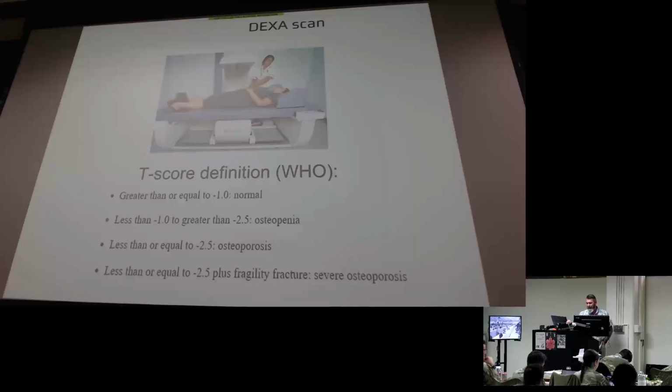And then if we have less than or equal to -2.5, so more negative than -2.5, that's osteoporosis. And then less than or equal to -2.5 and having a fragility fracture, i.e. you've got weak bones, so you have a spontaneous break in that bone, then that's going to be severe osteoporosis. Everybody tracking on those numbers and what they mean? So severe osteoporosis is more negative than -2.5, and they've already sustained a fragility fracture due to their weakened bones.